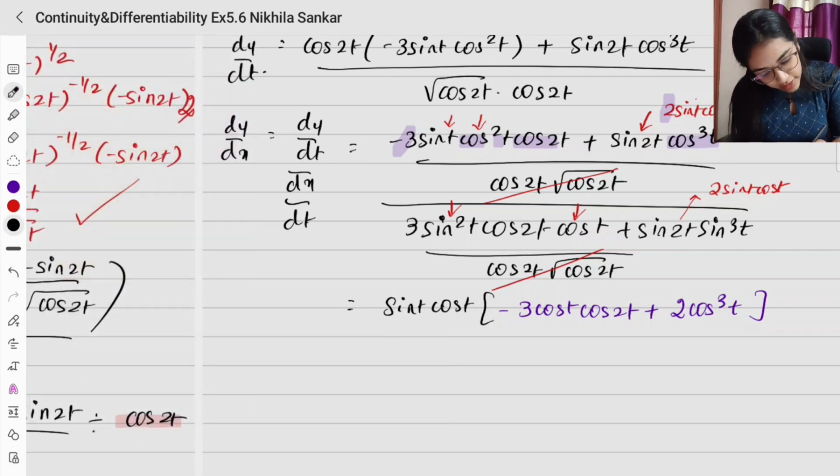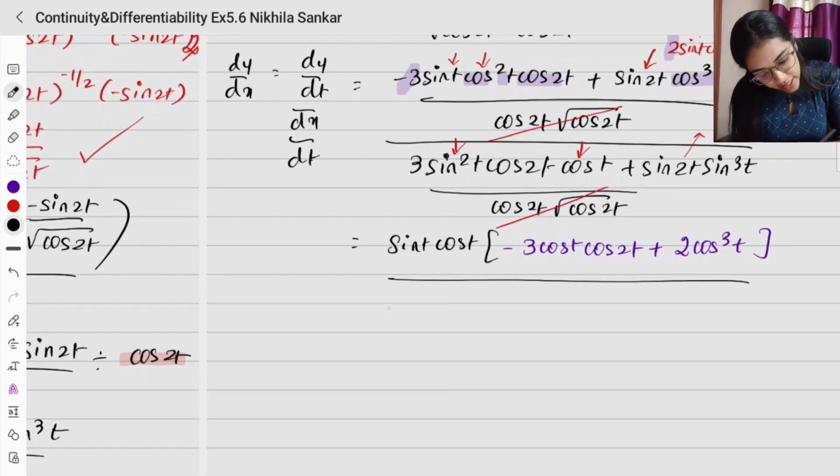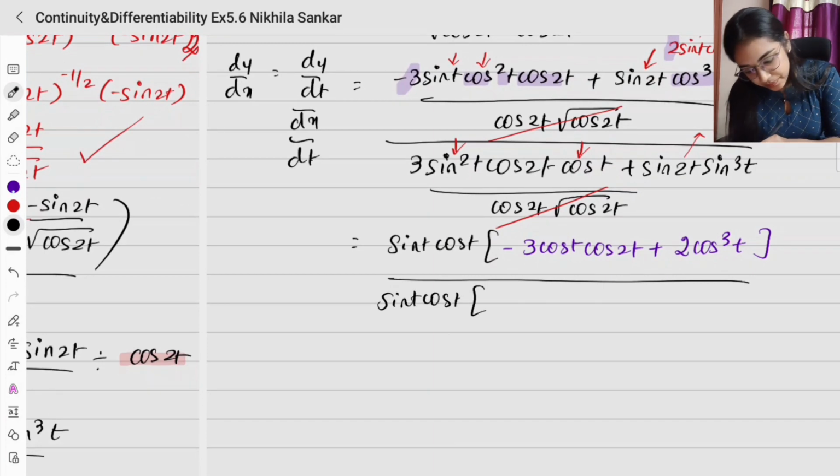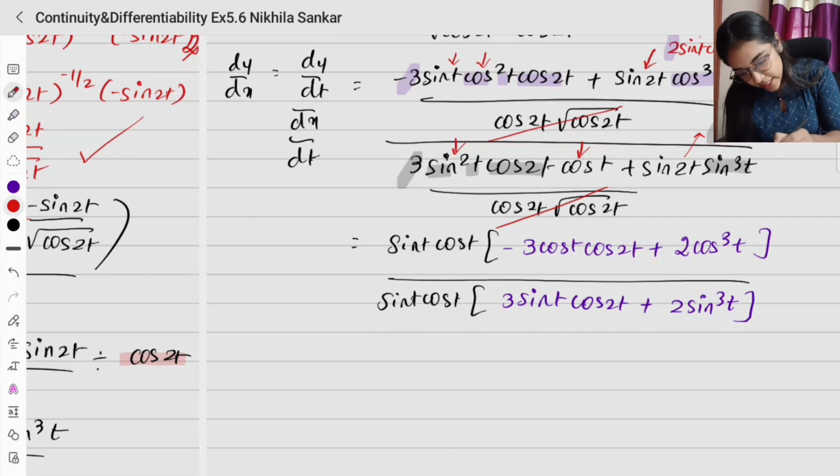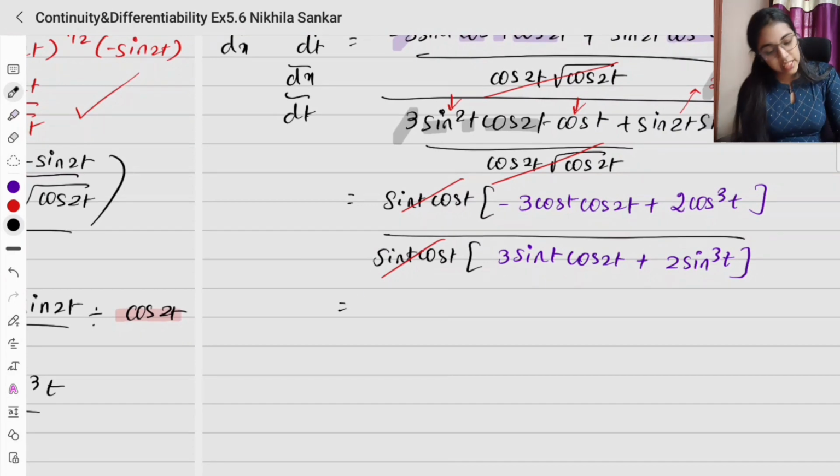Now what is there in the denominator? Again I'm taking sin t cos t outside. So sin t cos t, and I'll be left with 3, then cos 2t, then one of the sin t, and in the other place I'll be left with 2 sin cube t. So I'll have 3 sin t cos 2t plus 2 sin cube t. Okay, so the sin t and the cos t will get cancelled. What will I be left with? In the numerator there is 3 cos t cos 2t.